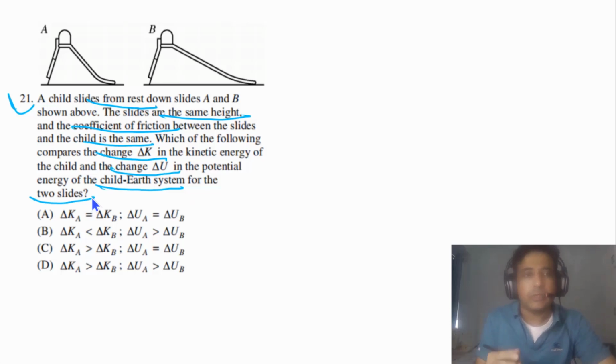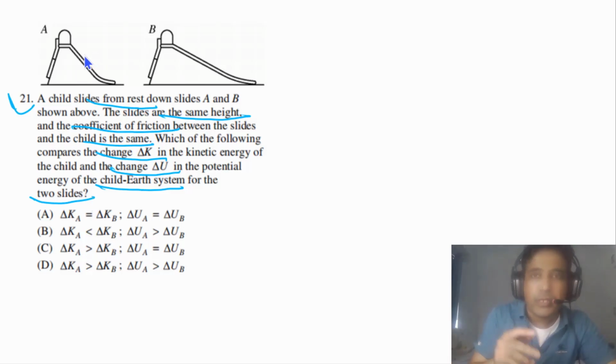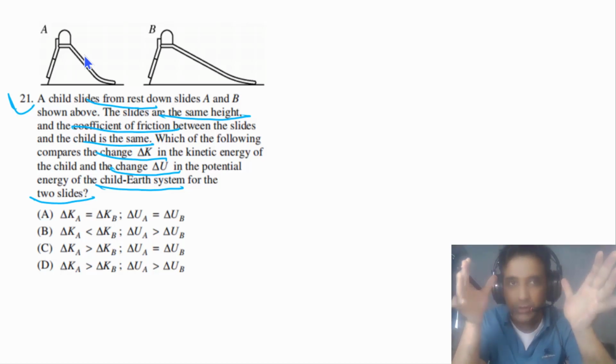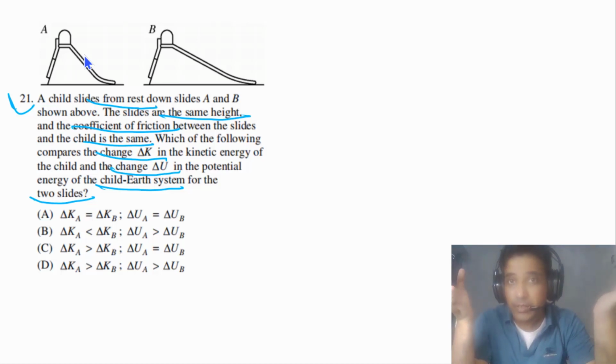This question is simply based on conservation of energy. If your concept of conservation of energy is clear, we can answer this question. In this case, first of all, they have the same height, which means they have the same potential energy. So the change in potential energy is the same. If the work done by friction is greater, the change in kinetic energy will be lower. If the work done by friction is smaller, the change in kinetic energy will be greater. So simply we can answer this question like this.